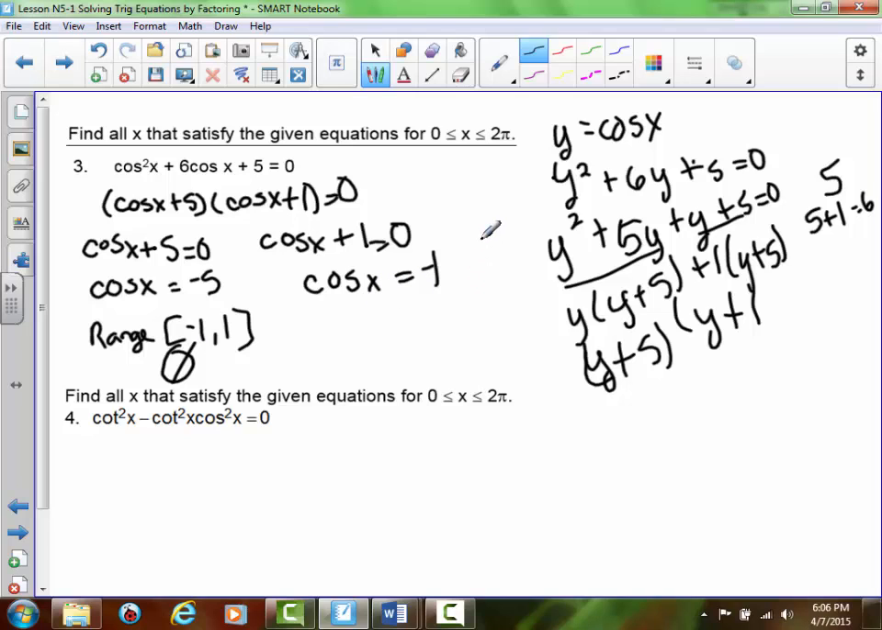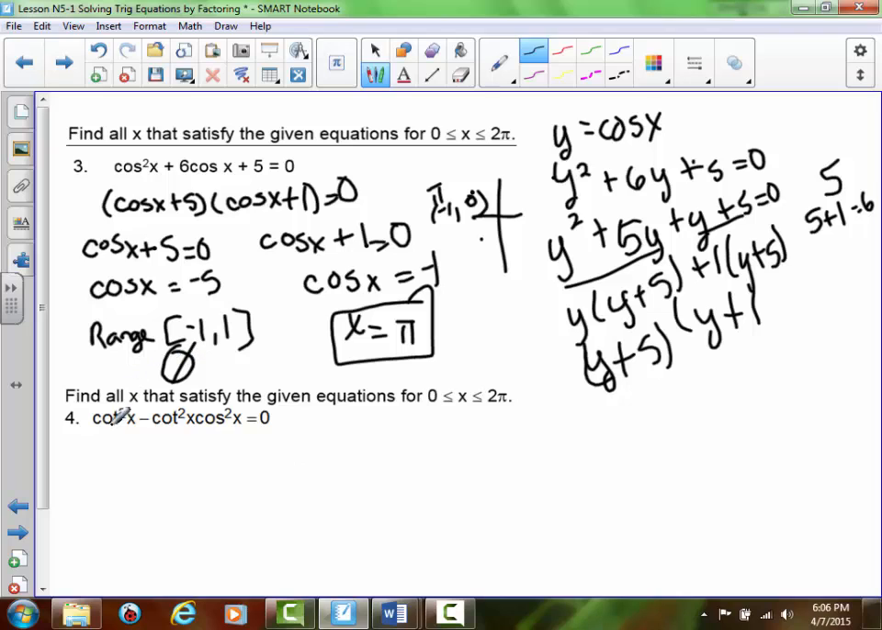Okay, where is cosine x negative 1? If we look on our unit circle, cosine x is going to be negative 1 wherever the x value is negative 1. So that happens at pi. So x equals pi is the only solution to this equation.